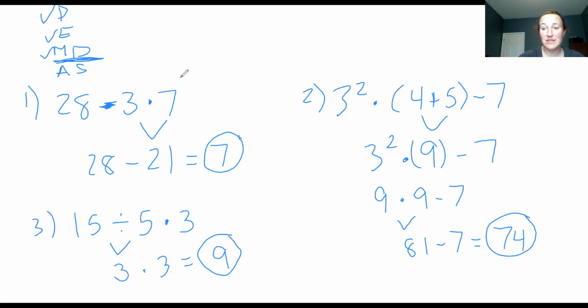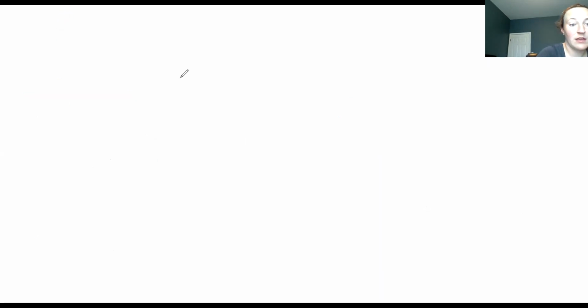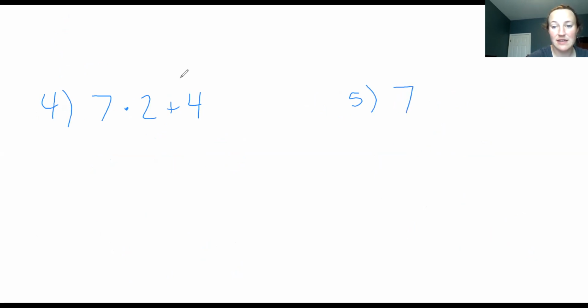We're going to do 2 more examples. I'm going to jump to another page. Example 4 that I want you to write down is 7 times 2 plus 4. And number 5 that I want you to write down is 7 times the quantity 2 plus 4. I want you to solve both of those. You should be getting 2 different answers. Go ahead and pause the video.